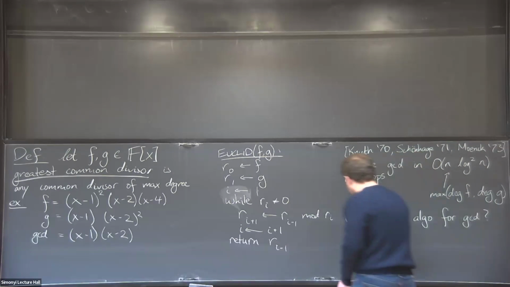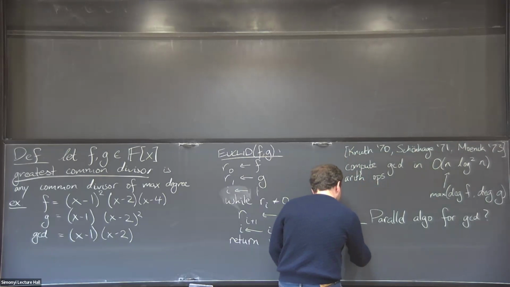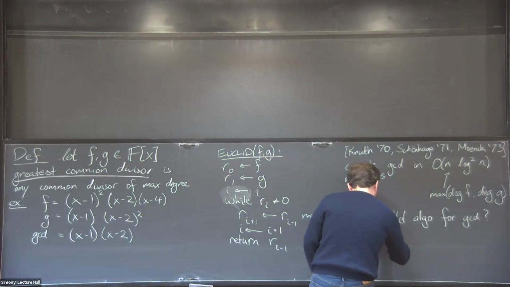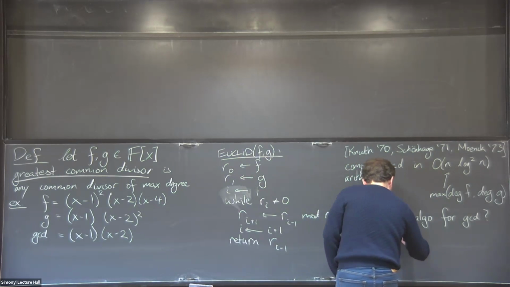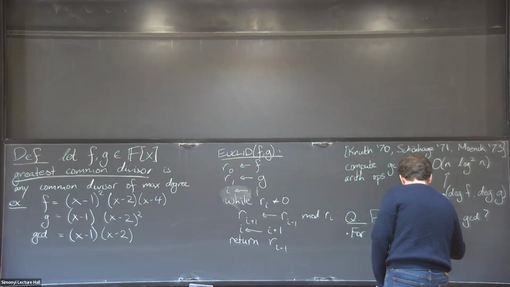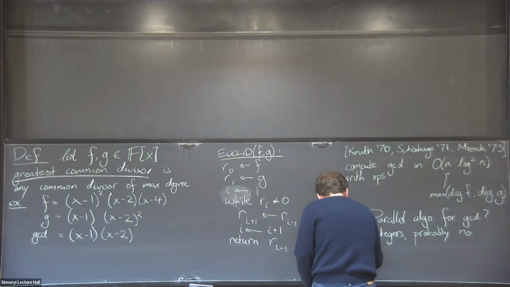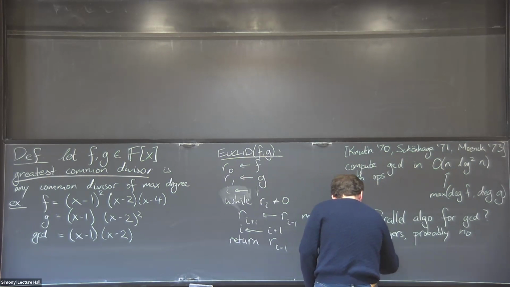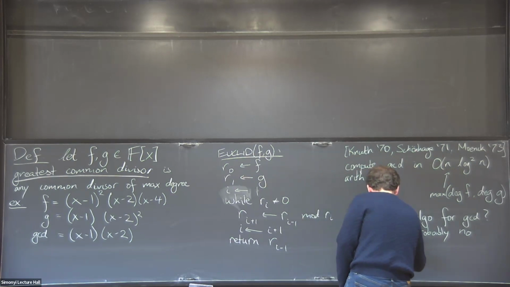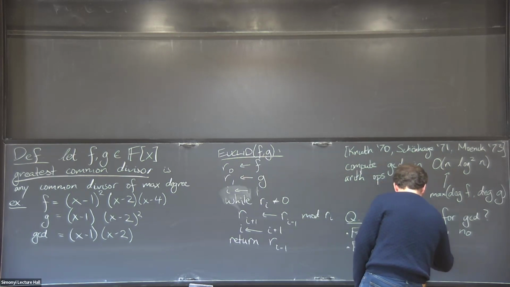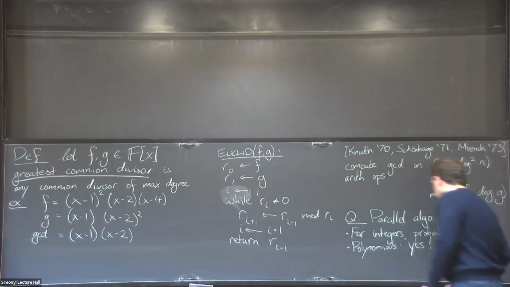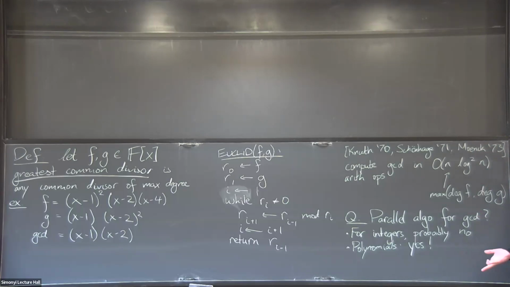And I should mention that, for integers, it's conjectured that you probably can't get a fast parallel algorithm. But for polynomials, the answer turns out to be yes. And the way we're going to get a parallel algorithm for polynomials is we can rephrase the question of computing the GCD in terms of linear algebra, which is something we don't have access to over the integers.